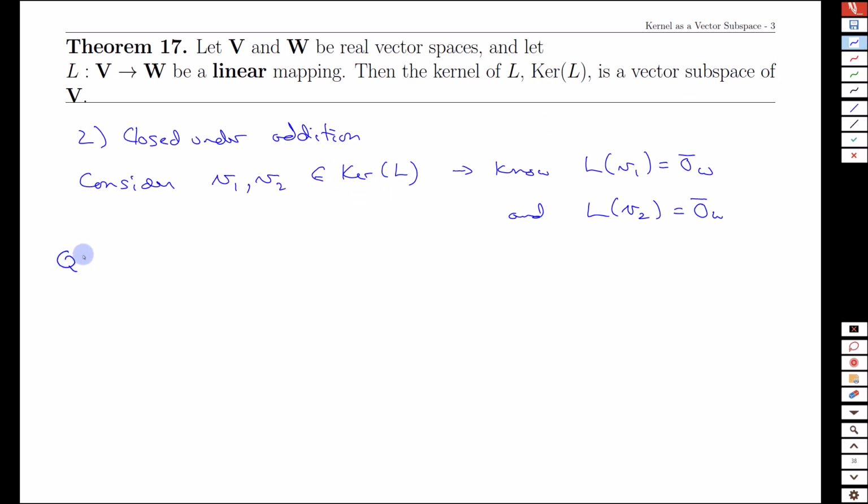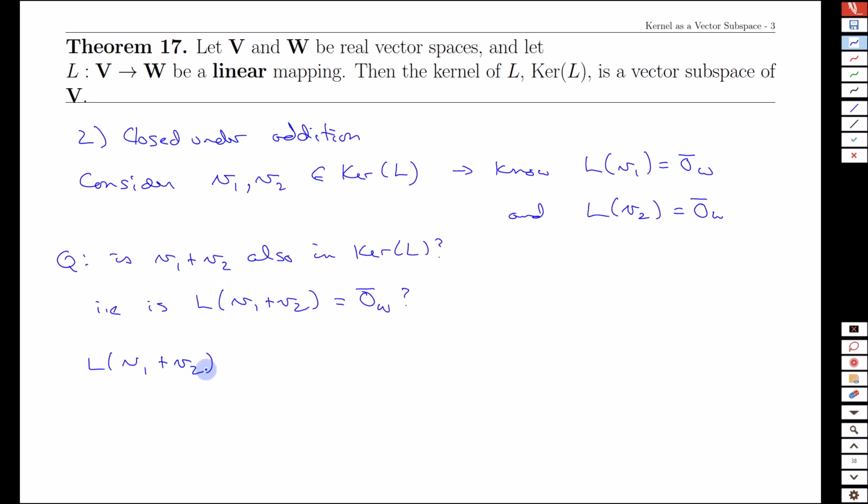Well, our next step is to ask, is V1 plus V2 also in the kernel of L? Well, let's take a look. What would this mean? I.e., is L of V1 plus V2 equal to the 0 vector in W? That would be our test for being in the kernel. Well, let's consider L of V1 plus V2. Remember we have our function, and it is a linear function. So this is equal to L of V1 plus L of V2 by the linearity of L. That's one of our fundamental properties for linear transforms.